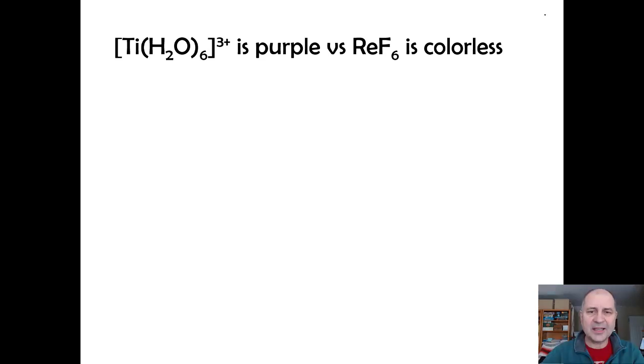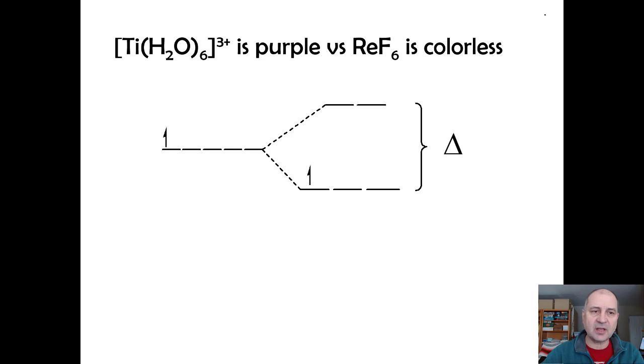So let's take a look at an example and see what that means for color or energy transitions, right? So here we have two d1 complexes. Titanium here is +3. These are neutral ligands, so this means it's d1. So one electron, and rhenium-6 as well is also a d1 system. So they both have the same number of electrons, but the titanium one is purple, and the rhenium one is colorless.